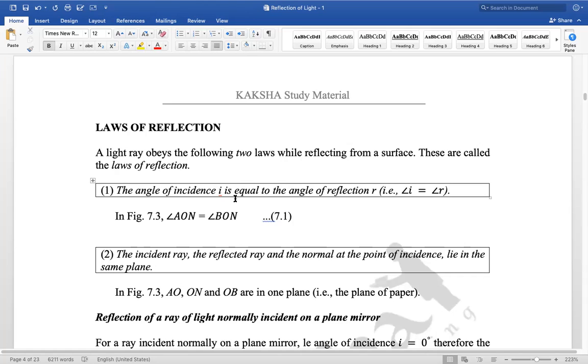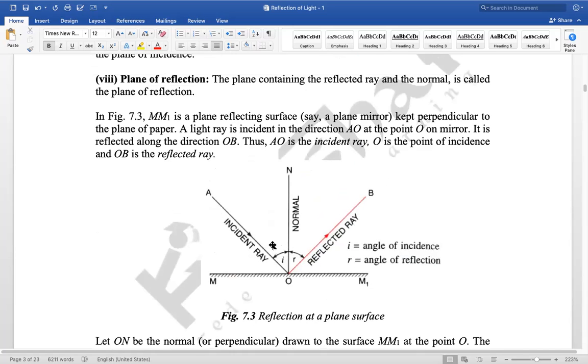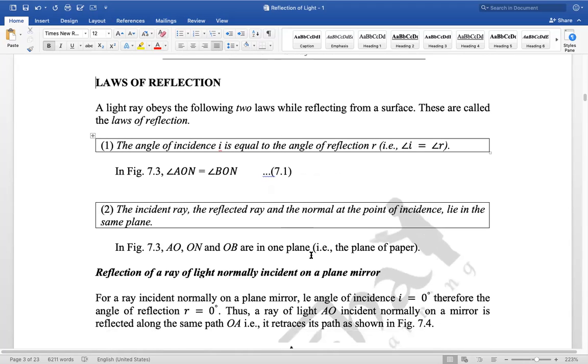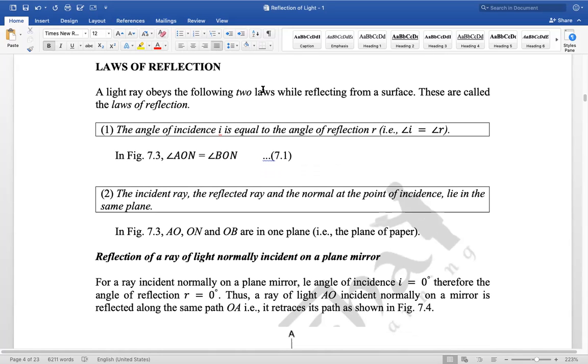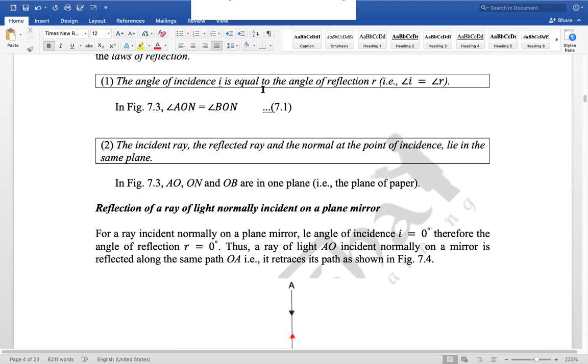तो एंगल ऑफ इंसिडेंस I, जो एंगल I है, इज इक्वल टू एंगल ऑफ रिफ्लेक्शन R. सो एंगल I इज इक्वल टू एंगल R जो है, ये हमारा पहला लॉ ऑफ रिफ्लेक्शन. तो ये अगर हम लोग फिगर देखें तो एंगल AON, ये वाला एंगल I इज इक्वल टू एंगल R हो गया. उसके अलावा दूसरा जो है, द इंसिडेंट रे, द रिफ्लेक्टेड रे एंड द नॉर्मल एट द पॉइंट ऑफ इंसिडेंस लाई इन द सेम प्लेन. सो उसी फिगर में AO, ON एंड OB आर इन वन प्लेन, दैट इज द प्लेन ऑफ पेपर.